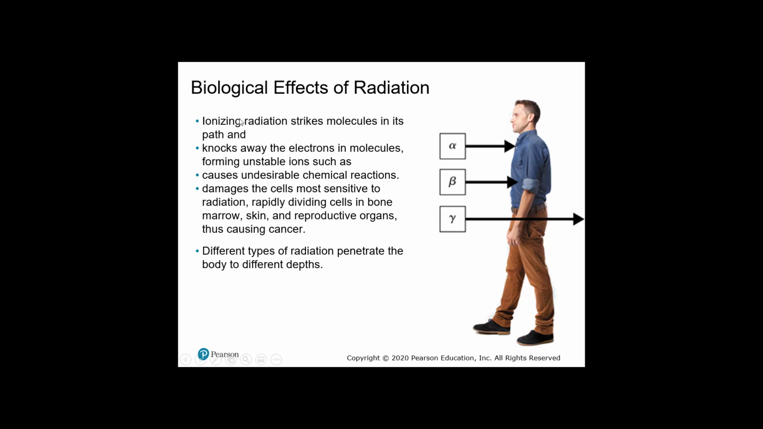Ionizing radiation strikes molecules in its path and knocks away the electrons in the molecules, forming unstable ions, which could be radicals, causing undesirable chemical reactions.